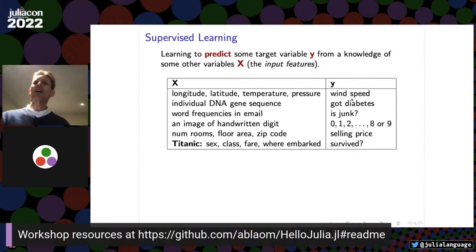But then we have this other kind of variable like is junk or is not junk, or survived or did not survive. These are examples of discrete target variables. And there we can't really think of this as a curve anymore, not literally. The Titanic example that we're going to talk about later is of that kind. In this case, the thing we're trying to predict is discrete. So we call that kind of problem a classification problem.